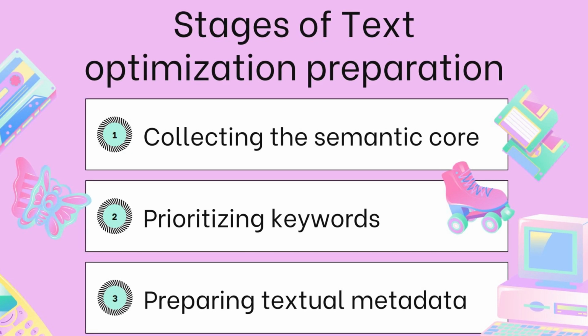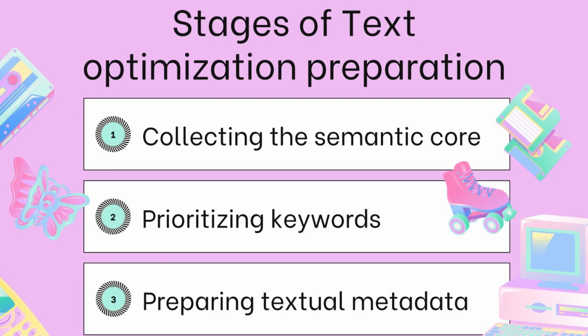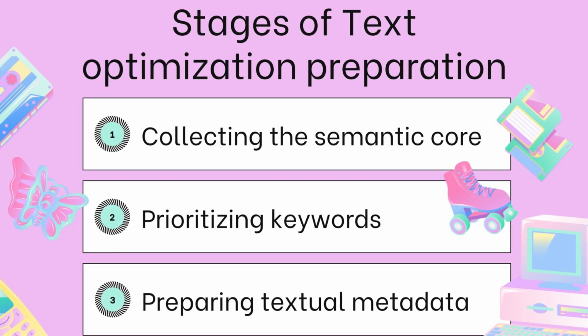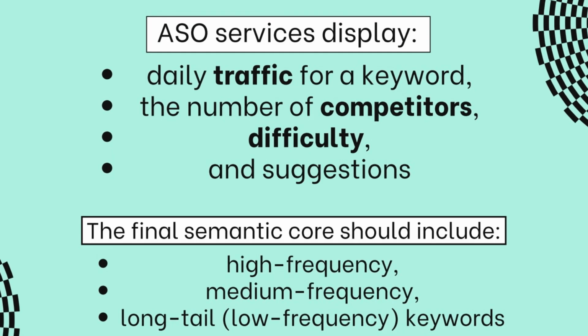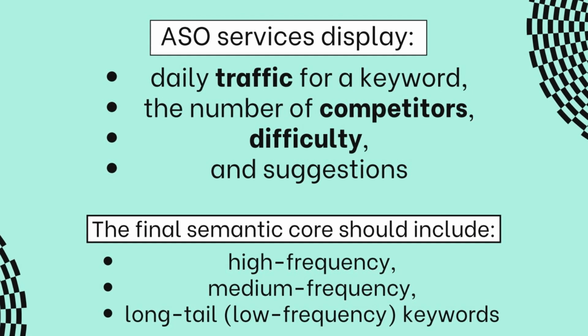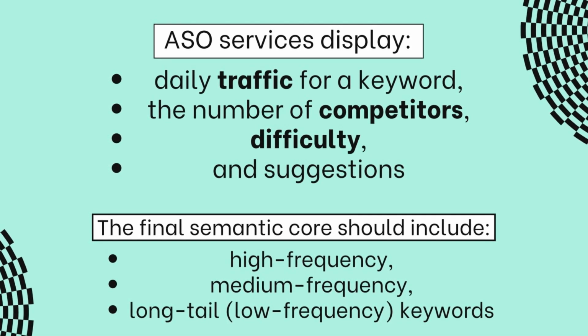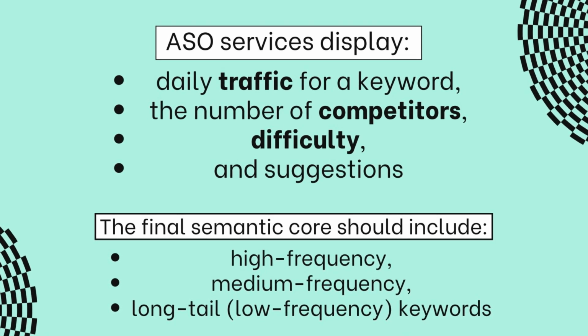There are many App Store optimization services for fully compiling a semantic core, where you can collect keywords through competitors' apps and view the top queries in the game store. Again, App Store optimization services are necessary to prioritize and select keywords to use. They show brand words which are important because you should not use them to avoid copyright. They also display daily traffic for a keyword, the number of competitors, difficulty and suggestions. Naturally, the most popular keywords will have more significant competitors, making them harder to promote. This must be taken into account.